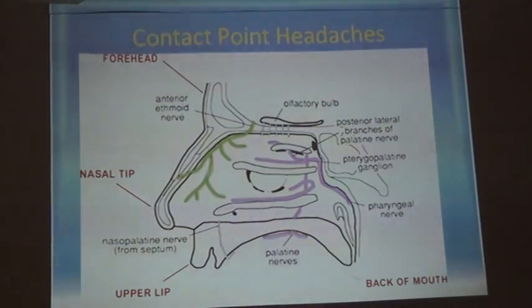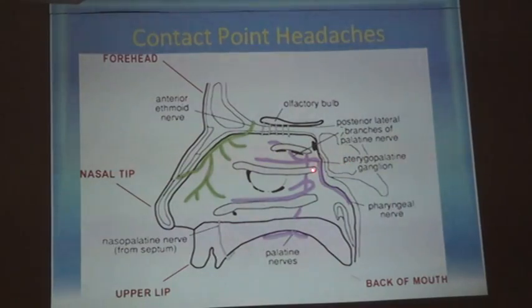So these are nerves which get entrapped in these contact points. This is the anterior ethmoidal nerve, which is a branch of the ophthalmic nerve, of the trigeminal nerve. It supplies part of the septum and lateral wall. So the pain comes between the eye and nose, this area. Sometimes the nasal area also has some pain.